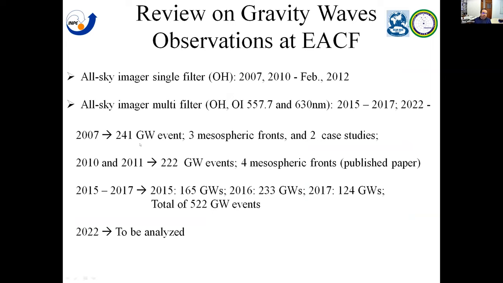So here are the filters used in the several different years of operation of the all sky camera and the number of mesospheric events observed in Ferraz along all these years. The largest number of events was observed between 2015 and 2017. This is part of the work of Gabriel Jiong in his master thesis. He will present today some results on this data.